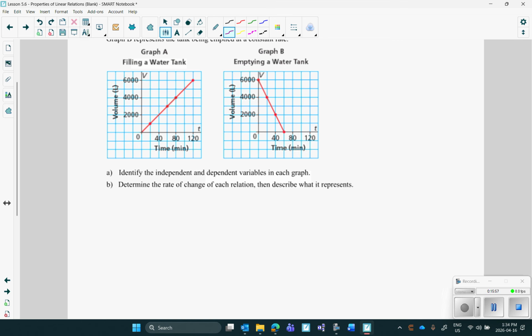So we have two graphs. One graph is filling a water tank, and the second graph is emptying a water tank. What are the independent and dependent variables for each graph? It's actually the same for both. What's the independent variable? Time, right? It's always the horizontal. What's the dependent? Volume. That's pretty straightforward.